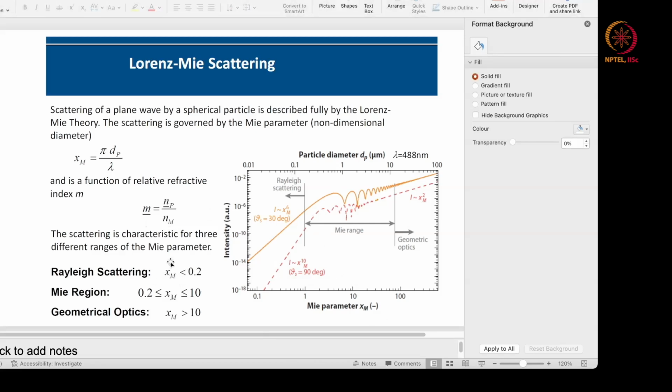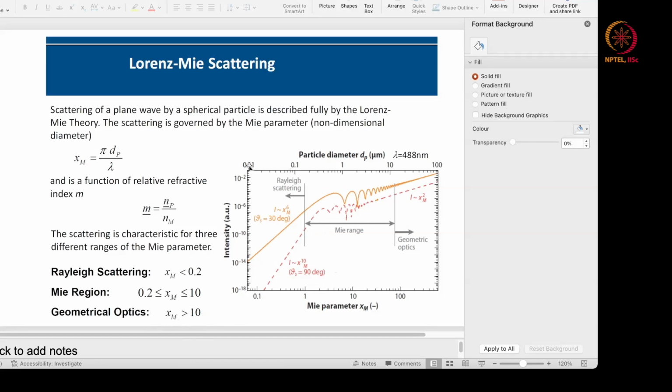this essentially means when the particle diameter is less than about 0.2 of the wavelength divided by pi. So that means very small particles. Essentially what we have is called Rayleigh scattering. And then we go into the Mie region, where the non-dimensional Mie parameter is between 0.2 and 10. And then we go to the geometrical optics range when xm is much greater than 10.